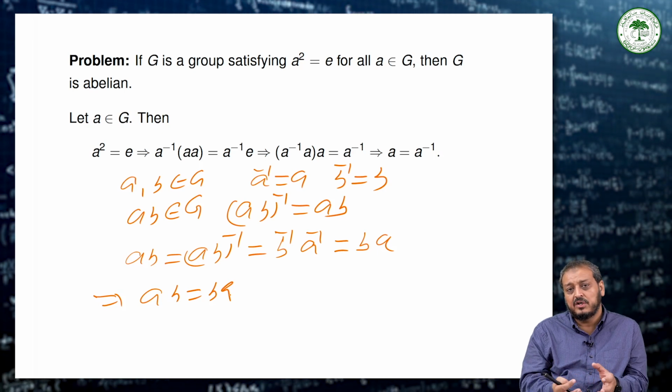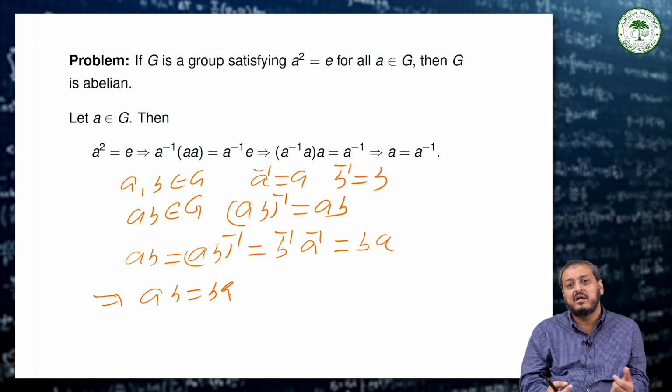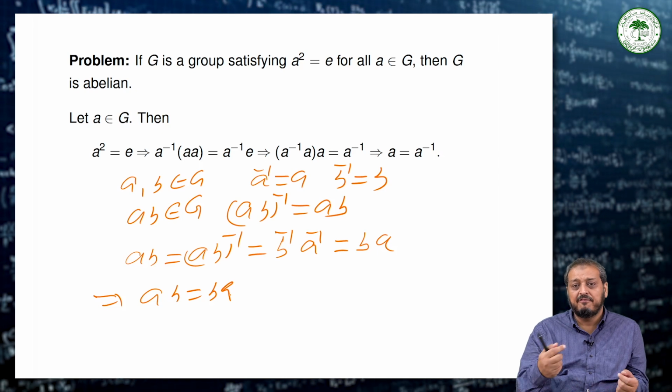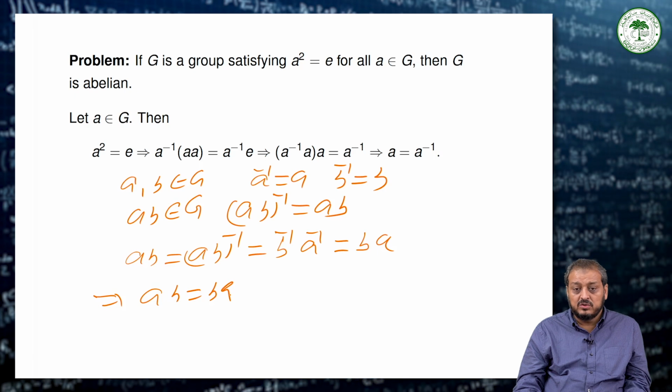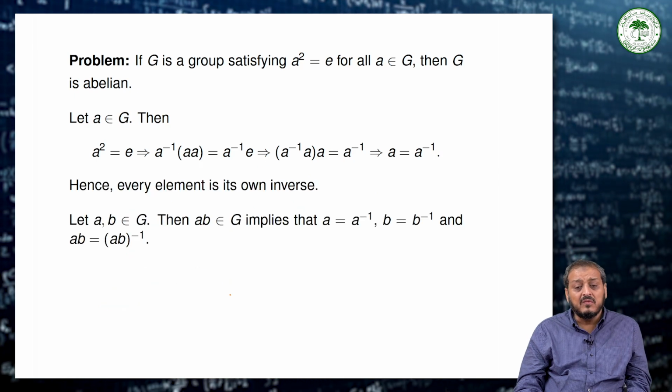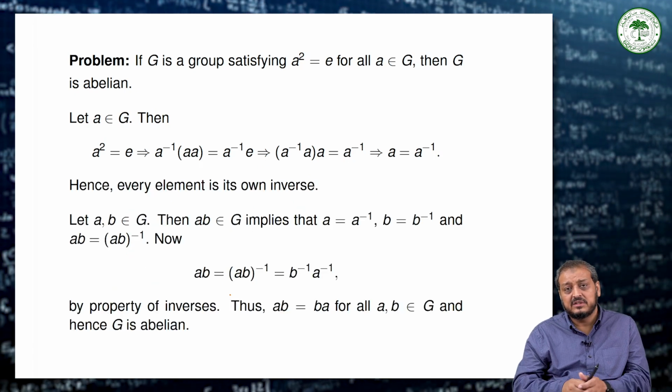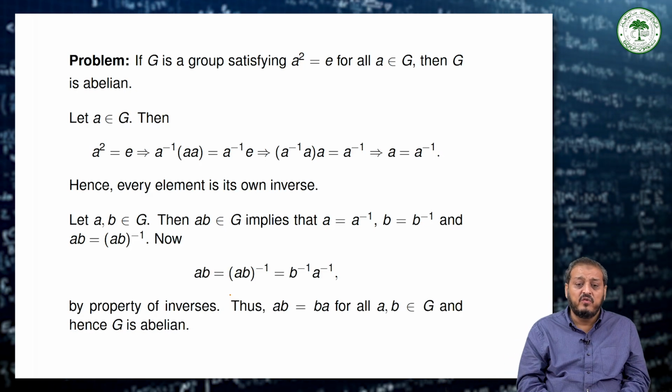So if a squared is equal to e, then clearly that means every element has its own inverse. So now this I just take in a simplified way.